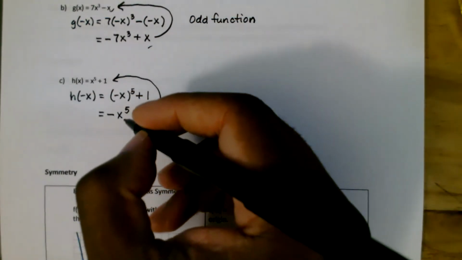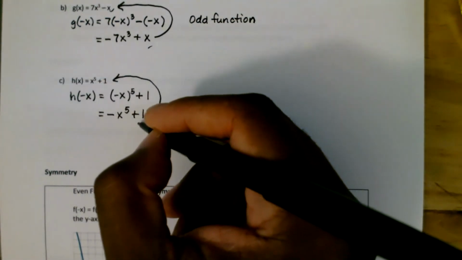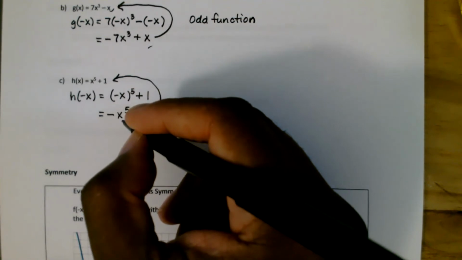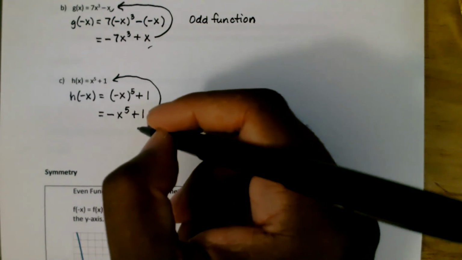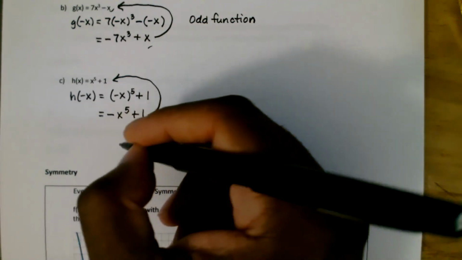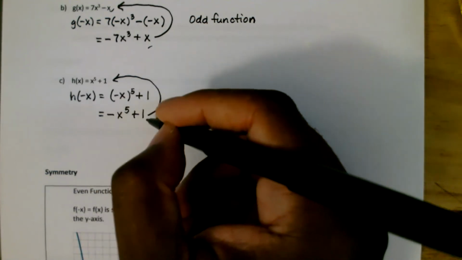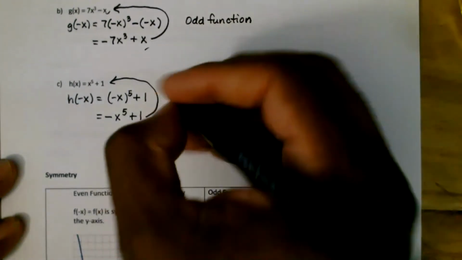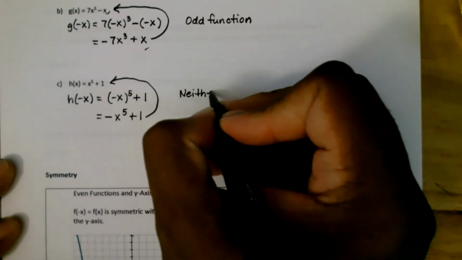It's not odd because I didn't get the original function that I started off with. And it's not even because only the first term changed to the opposite sign. That plus 1 remained the same. For it to be odd, each and every term must change to the opposite sign. Only the first term did. The second term did not. So this is an example of a function that is neither odd nor even.